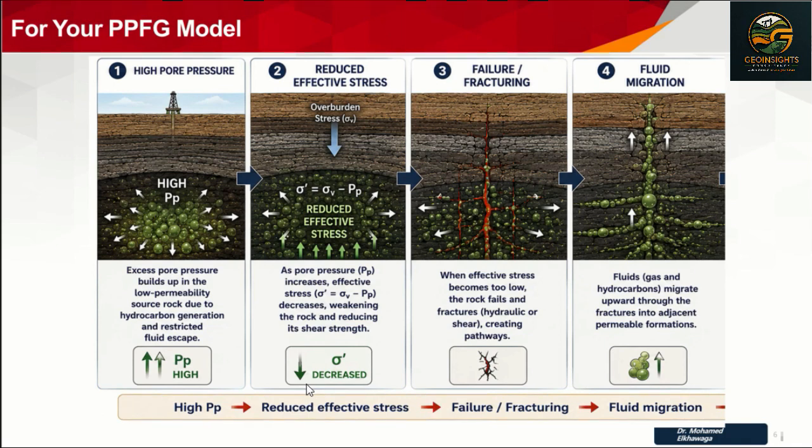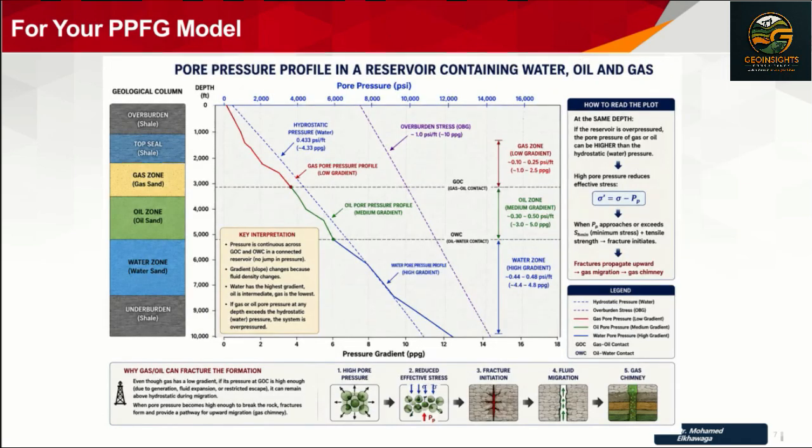And if the pressure becomes sufficiently high, high pore pressure leads to reduced effective stress, leads to failure/fracturing, leads to fluid migration. This is one of the mechanisms I would include alongside compaction disequilibrium and aquathermal/chemical mechanisms when explaining the sources of abnormal pore pressure.